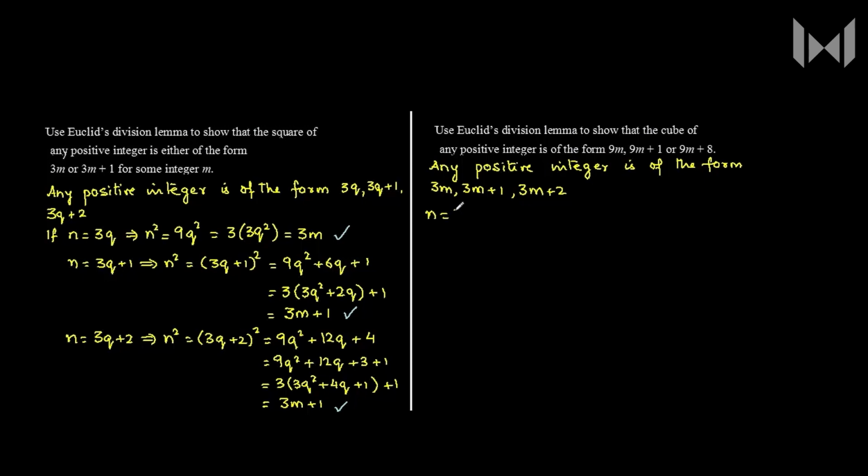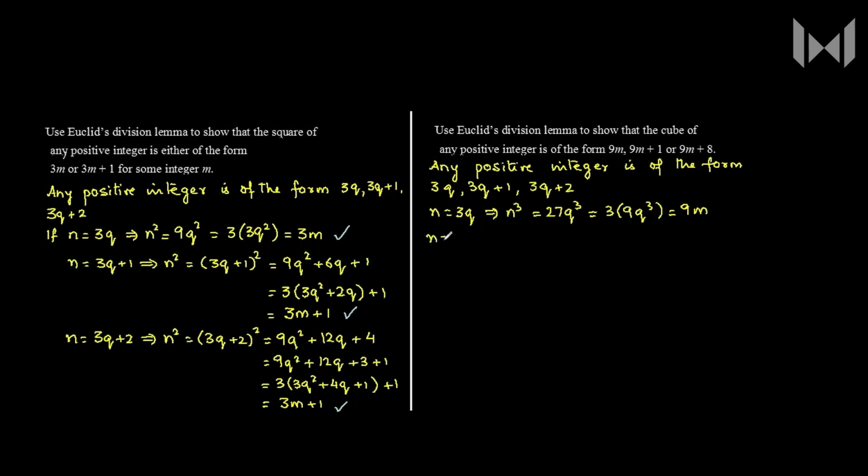Now for n is equal to 3q, it implies n cube is equal to 27q cube, which is equal to 9 times 3q cube. Let us consider that as m, so it is 9m. We need to keep 9 outside.